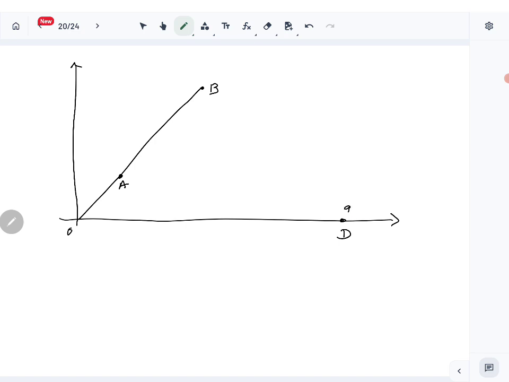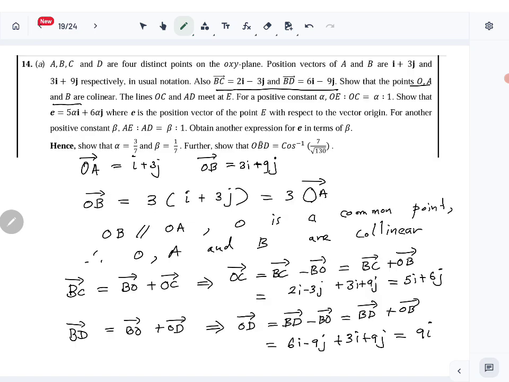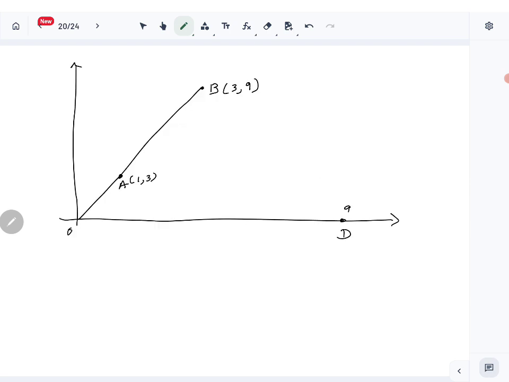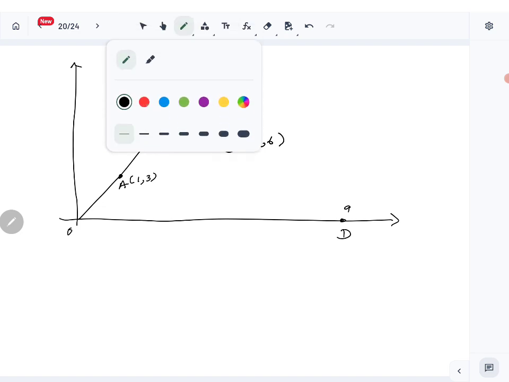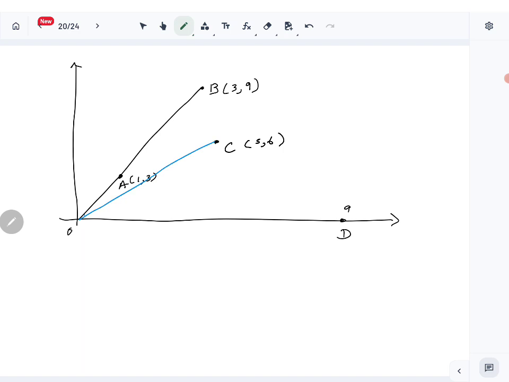So D is 9, 9. A is i plus 3j, 1 comma 3. This is 3i plus 9j. Then C is what? 5 comma 6. Somewhere we'll mark here. That's C. Let's say that 5 comma 6. Then OC is this vector. Then AD is this vector. This is the point where they intersect, E.